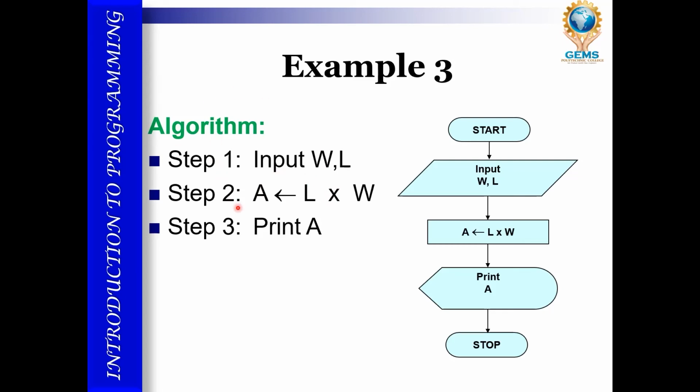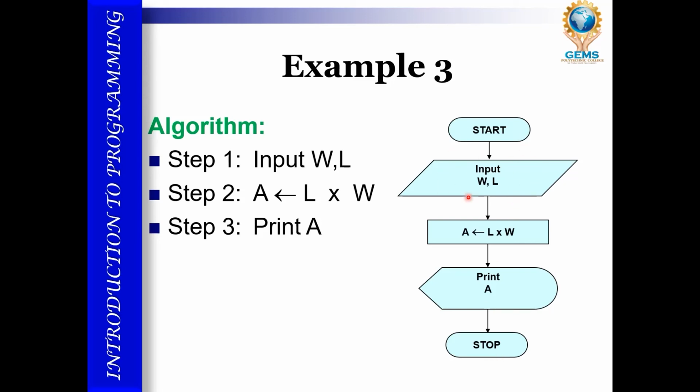Now the same thing we are going to represent in a flowchart. So start the program. We got the input W or L. Now we are going to do the processing on it. What we are going to do is multiply L and W, and that value is going to be stored in A. This symbol is used to say that this value is going to be stored here. Now finally we can print it, and at last the stop symbol is coming. As I told you, start and stop both have the same symbol.